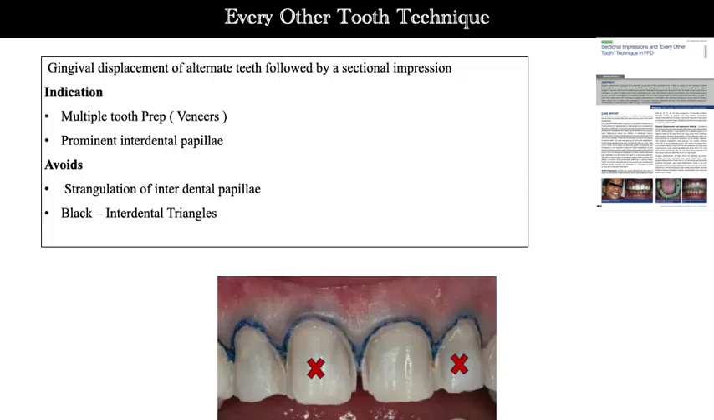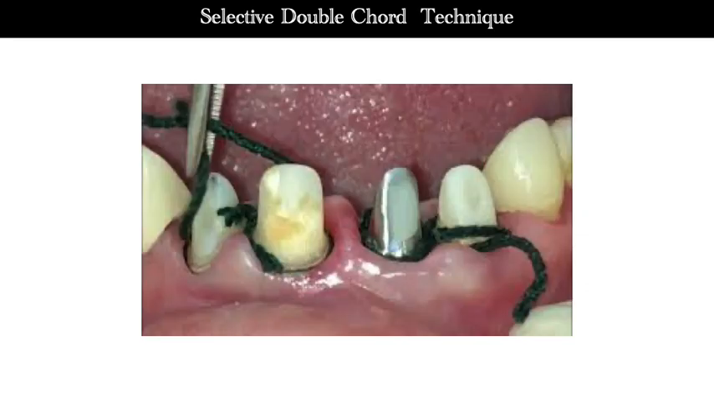Now, this would be advisable if there is a prominent interdental papilla, and it also helps avoid strangulation of the interdental papillae during the process of recording the impression, and the black interdental triangles could also be avoided during the placement of the final restoration.